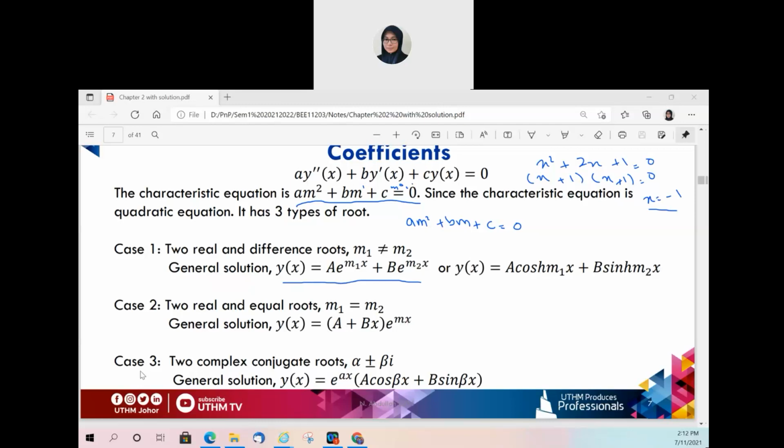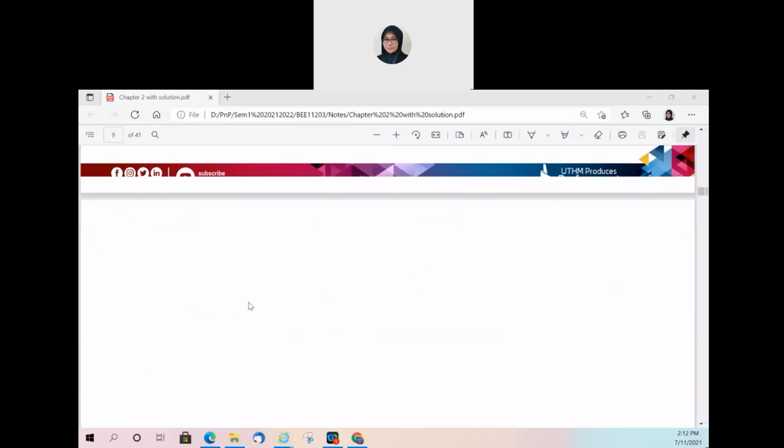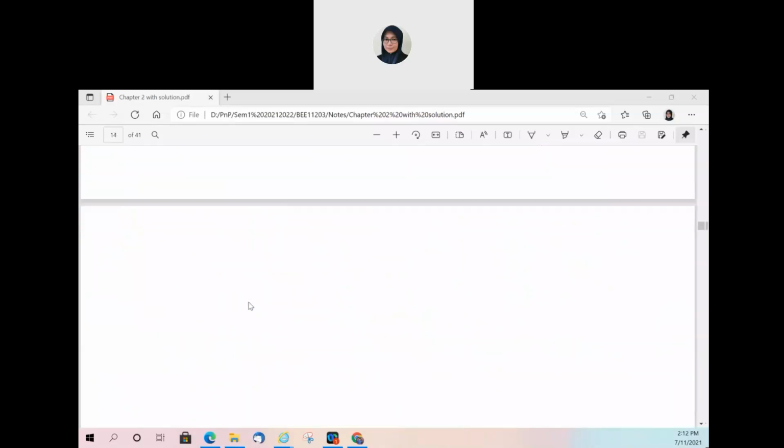Okay, and the third case is when you have the complex conjugate. When you solve these quadratic equations, you get the complex conjugate alpha plus minus beta i. Then your general solution will be y(x) equals e^(alpha x) (A cos beta x plus B sin beta x). So these homogeneous equations, you will use also to solve the non-homogeneous equation. Let's see where we will use this.